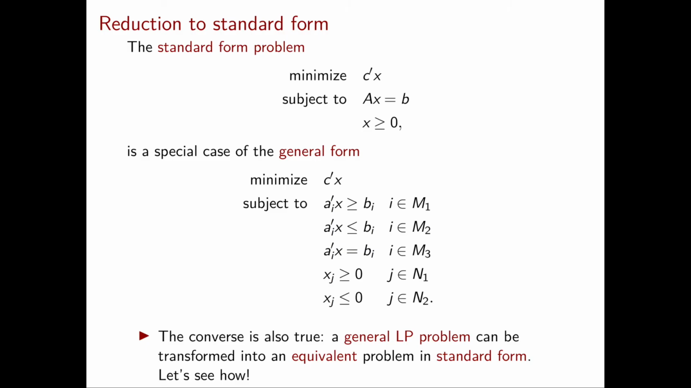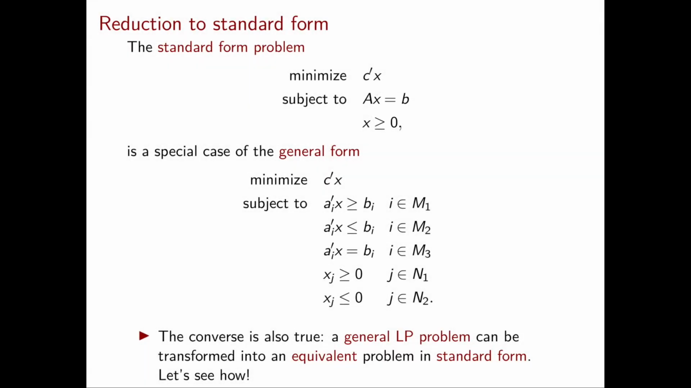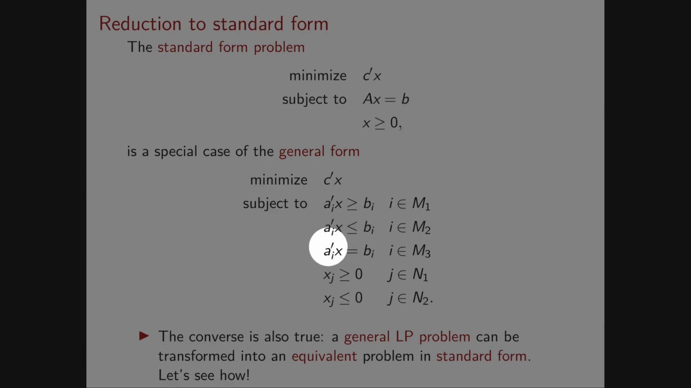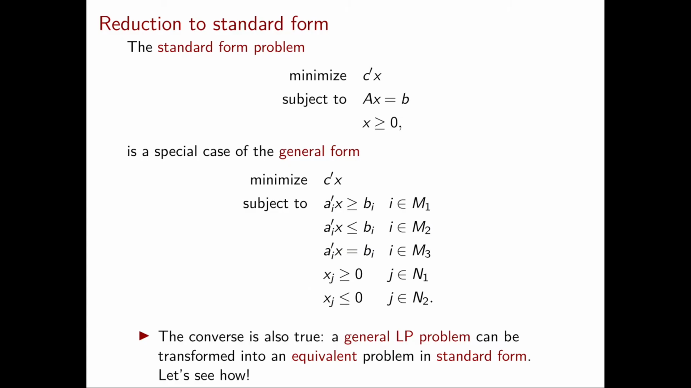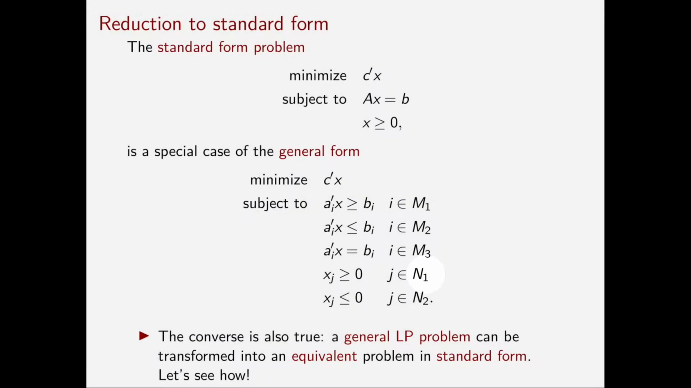So what is this about? Well, we've seen the general form linear programming problem, which is this one over here, and we've also seen just now the standard form linear programming problem, which is this one over here. Clearly, the standard form problem is just a special case of the general form problem. In fact, the constraint Ax equal to b can be written in this form, using the index set M3, and the non-negativity constraints can be written using the non-negativity constraints xj greater than or equal to 0, where we set N1 to be exactly the set of all indices from 1 to n.